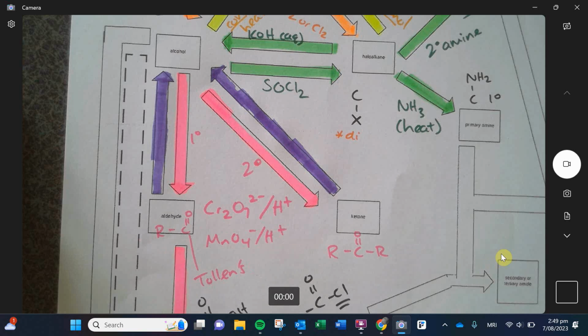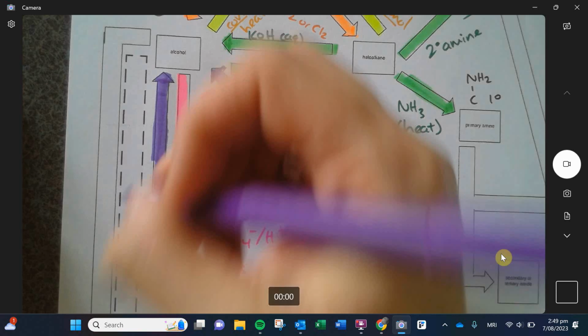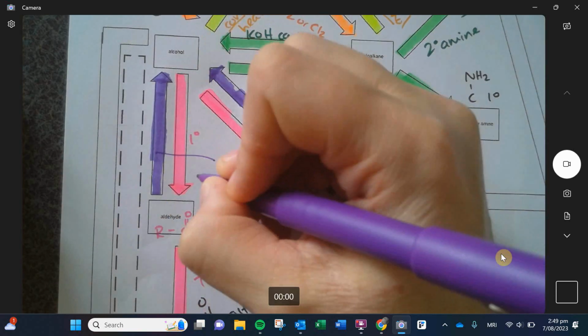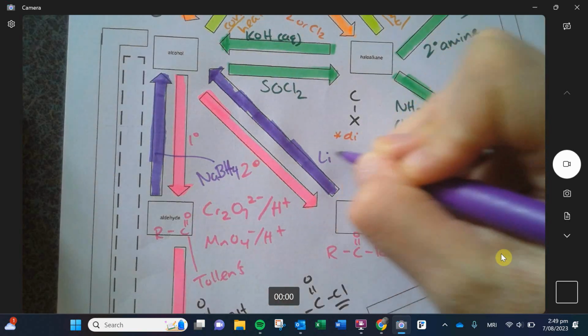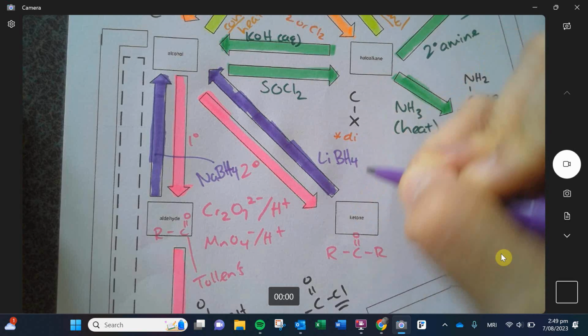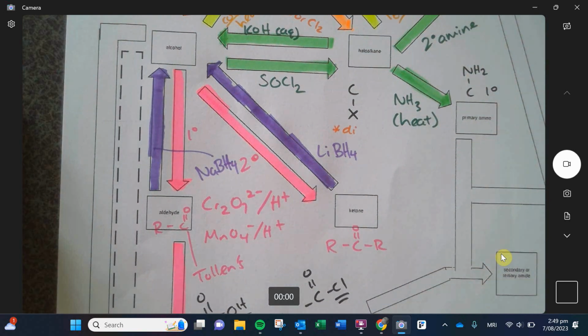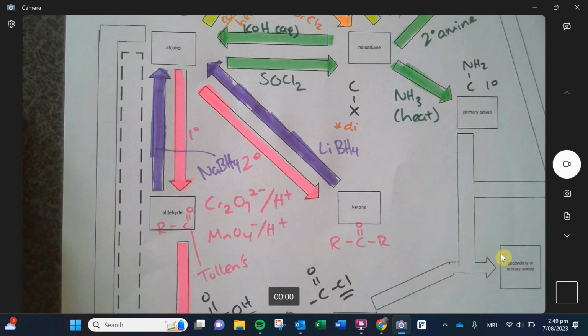In order for me to do that, I will need NaBH4. I'm just checking to see if there's any other things that they've written down. And then lithium aluminium hydride is the other option. This one I think might be the stronger reducing agent. So that's just the reagent. So we can reverse things if we need to.